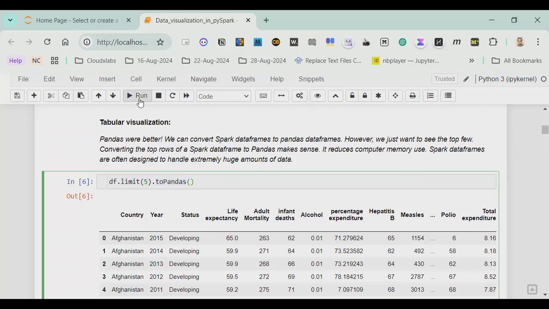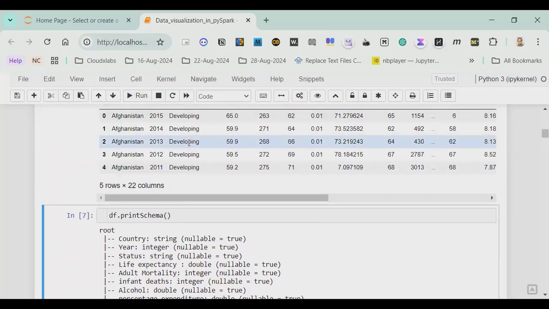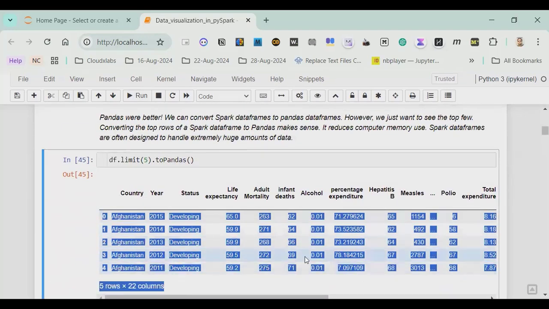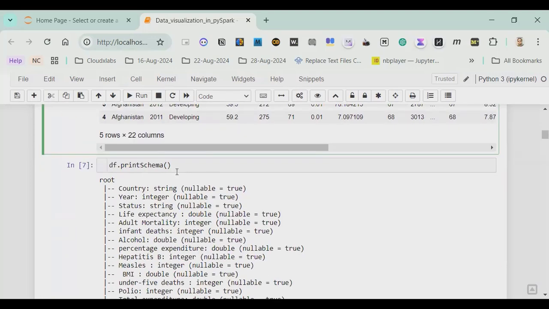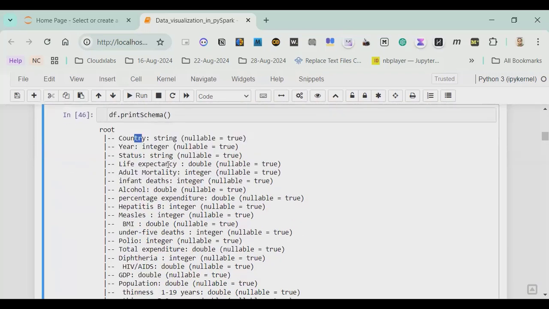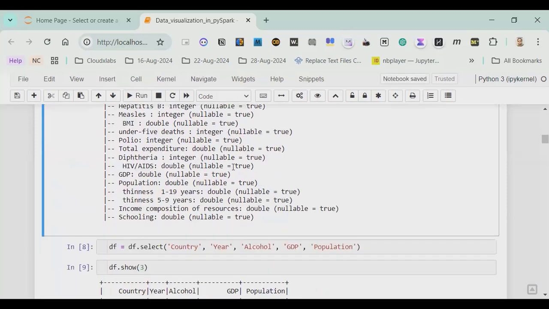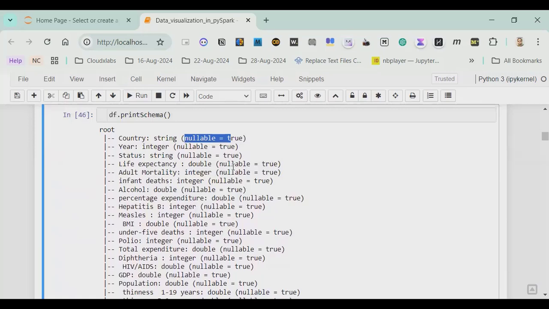Now just look at the data here. We can see we got just 0 to 4, and we got it in Pandas. It's converted. And if you want to look at the print schema, we already know it from earlier. Print schema shows the column names along with the data type and whether it is nullable or not. So this is the information it provides. Generally, print schema provides all this information, like each column here and the column type.